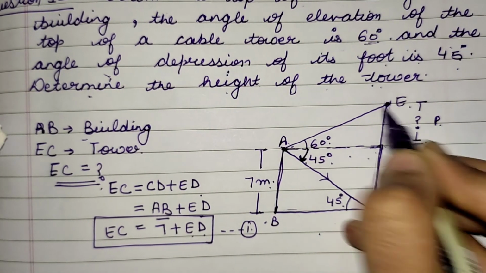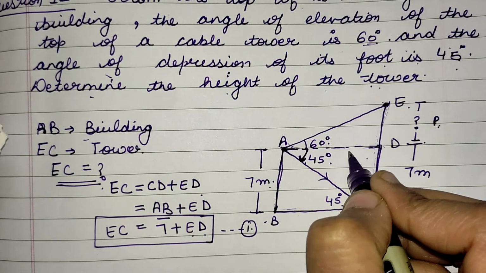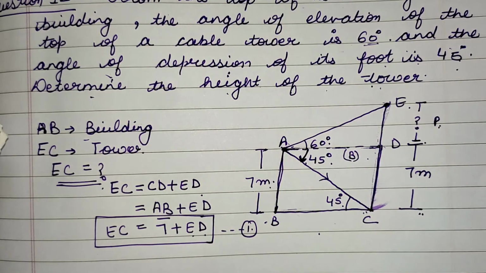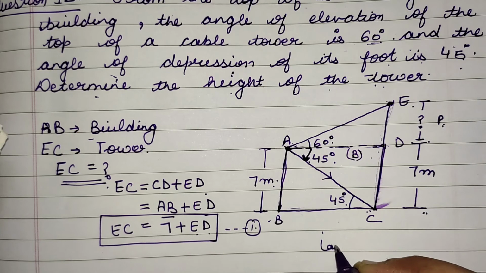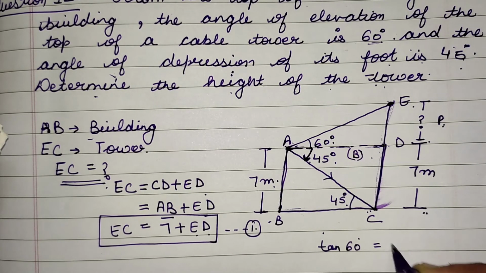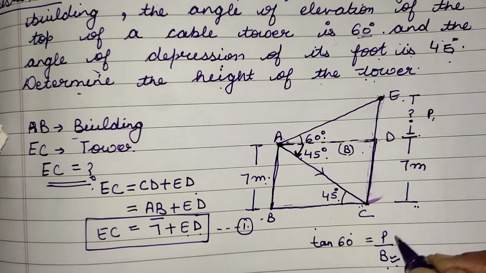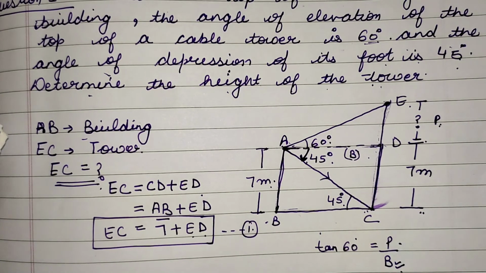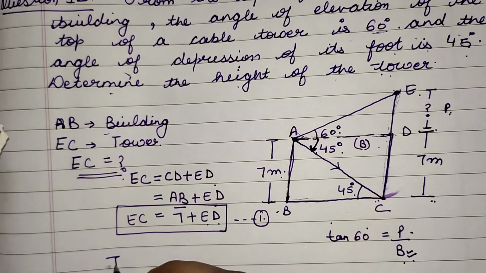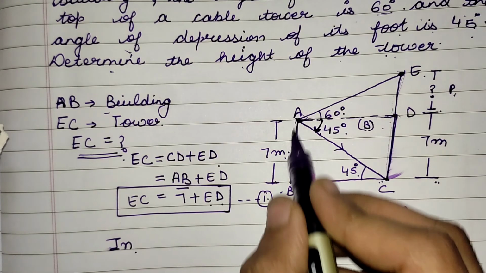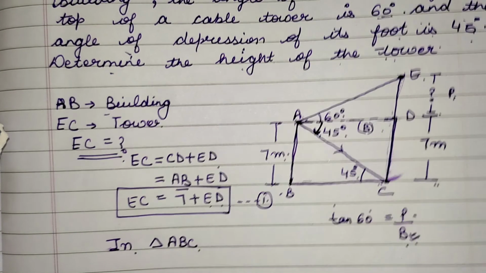This is my perpendicular. If I will see this triangle AED, so this is my perpendicular and this is my base. So if I know my base, then by using tangent 60 degree for the triangle which is equal to perpendicular by base, if I know my base, then easily I can find out my perpendicular. Okay, so how I can find out my base? So to find out the base, I will use another triangle which is triangle ABC.